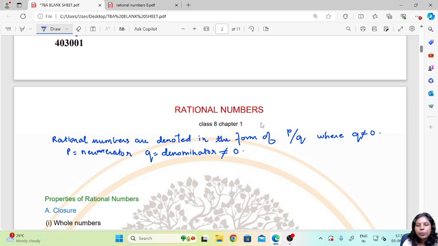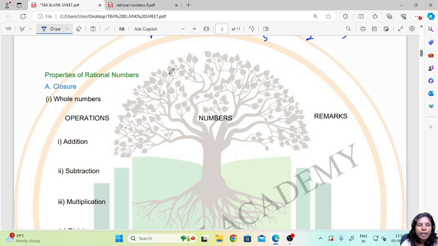Some examples would be 2 upon 5, then we can have 3 upon 2, 1 upon 5. These all are rational numbers. Even 0 upon 2, these are rational numbers. So now let's move ahead and look at some of the properties of rational numbers.